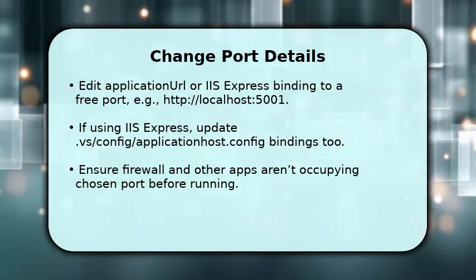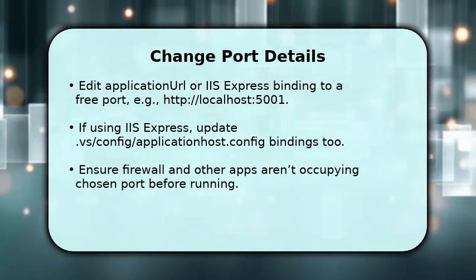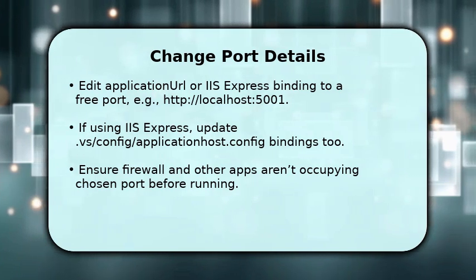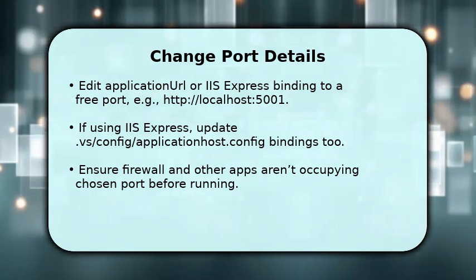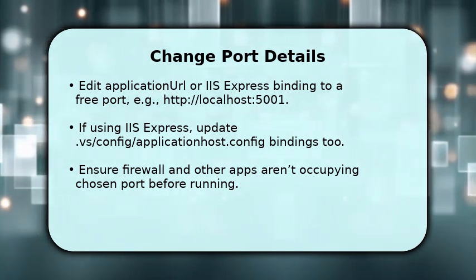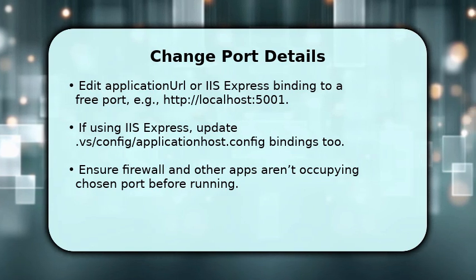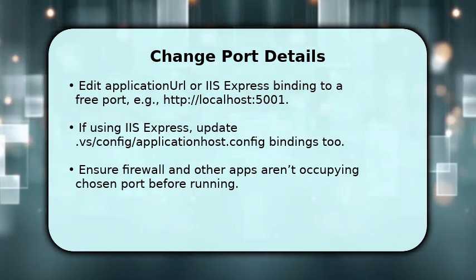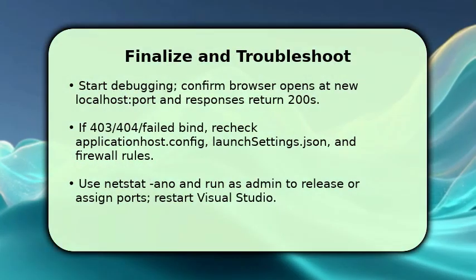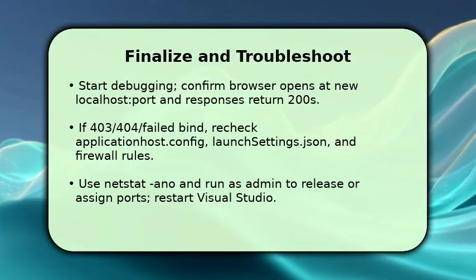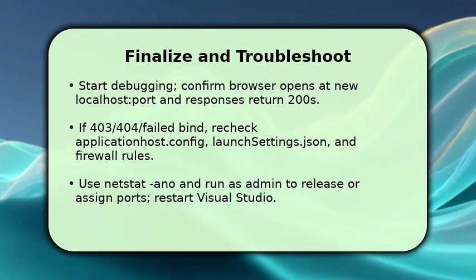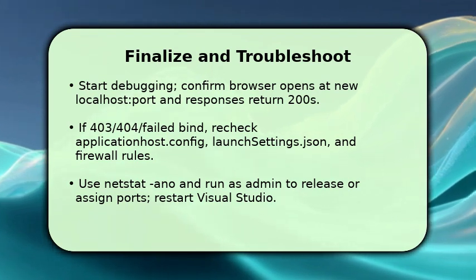Make sure to check for conflicts by running netstat or checking Task Manager. This explains why a port can fail. Once updated, rebuild the project so Visual Studio picks up configuration changes and avoids cached launch settings. You finish by starting debugging and verifying the browser targets the new localhost port and that responses return 200 OK.